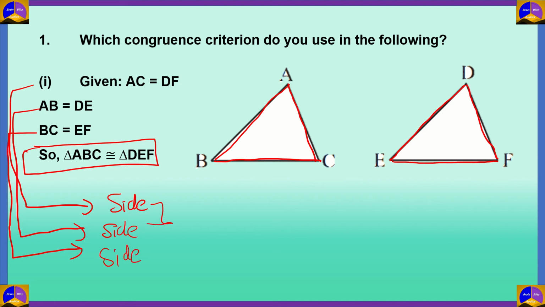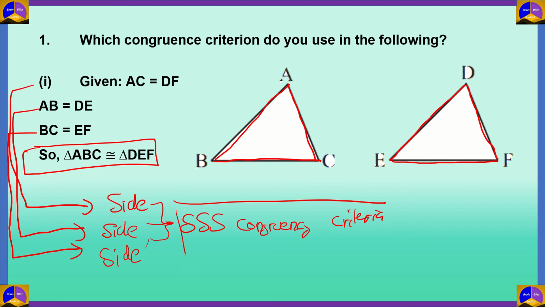Now to find out which congruency criteria, we have to observe these three. Now these three are sides, side, side, side, so it will be SSS congruency criteria, which looks at all the sides of a triangle and compares with the sides of another triangle. So the answer for this question is SSS congruency criteria.